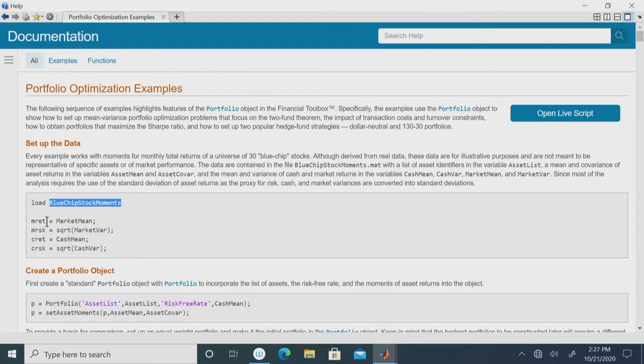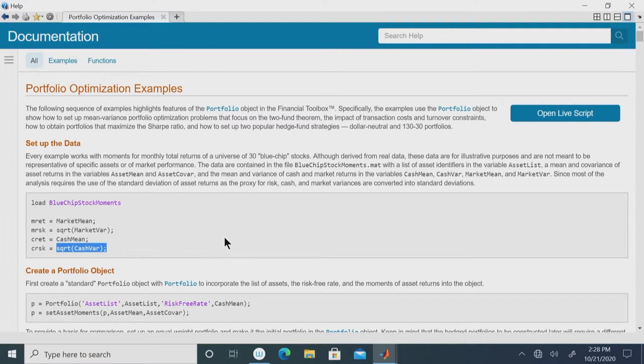Once you have loaded this, we'll define M ret, that is the market return, to be equal to the market mean, and market risk will be taken to be the square root of the market variance. Similarly we will take what is known as the cash mean and identify it as C ret, and we will take the square root of cash var, which will be taken as C risk.